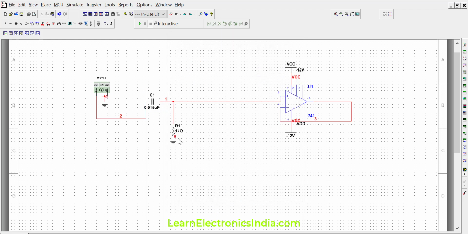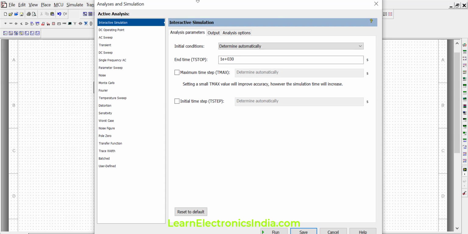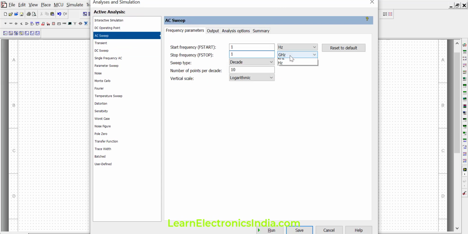To see the frequency versus amplitude graph, we need to click on Simulate and select Analysis and Simulation. Then we need to select AC Sweep and set the start frequency as 1 Hz, stop frequency as 10 MHz, sweep type as decade, number of points per decade as 10, and vertical scale as logarithmic.